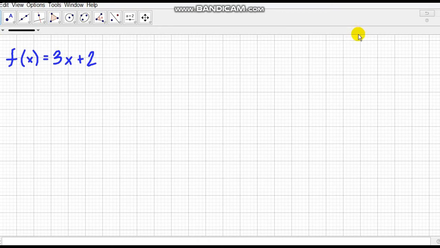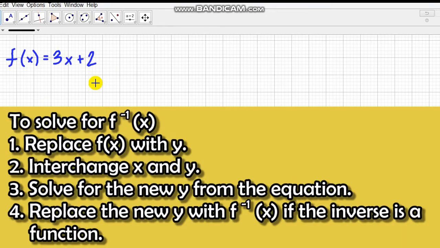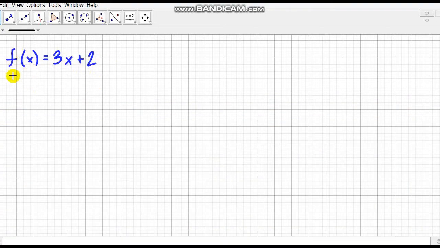Now, let's try to solve for the inverse of a function. So we have here a function f of x is equal to 3x plus 2. Now let's try to identify the equation of the inverse of this function. To solve for the inverse function, we replace f of x with y. Then we interchange x and y, then solve for the new y from the equation. After solving, we replace the new y with the inverse function of f if the inverse is a function.